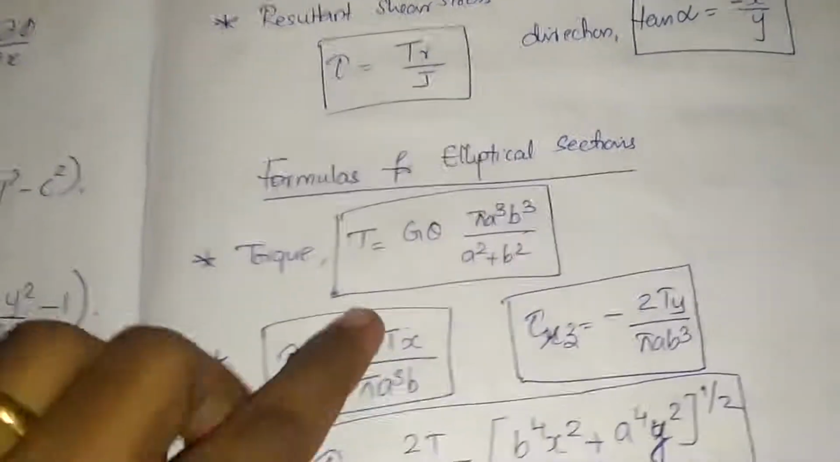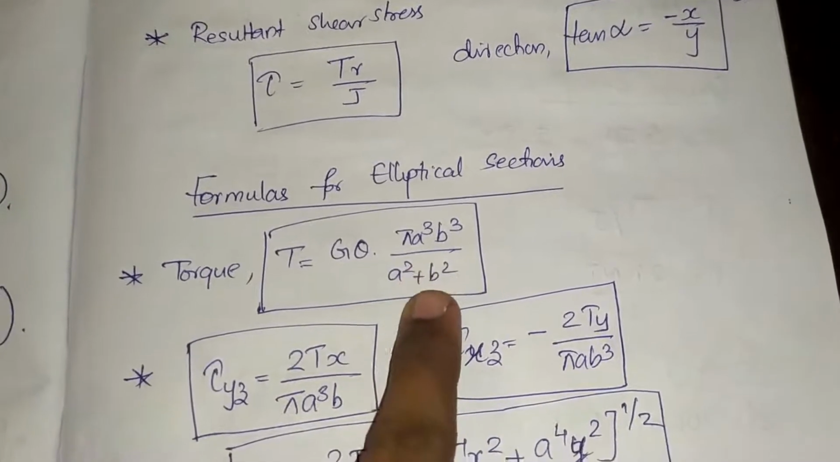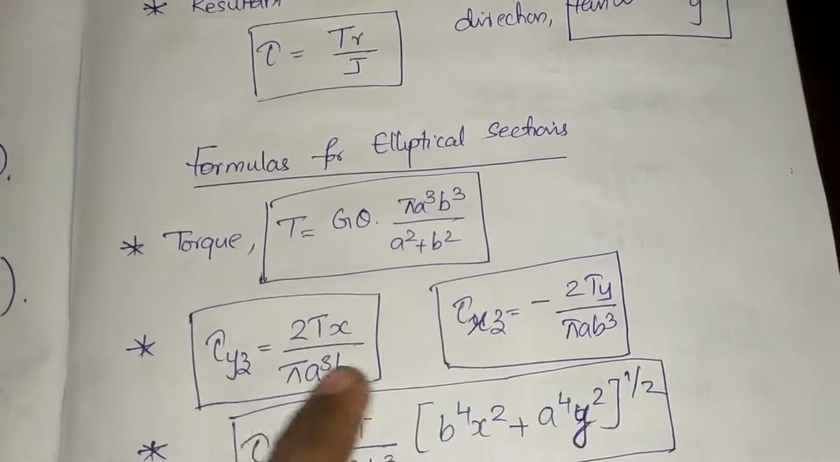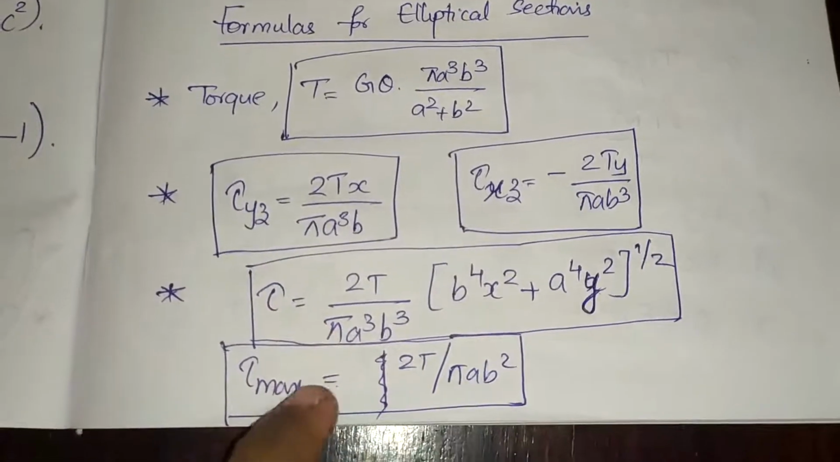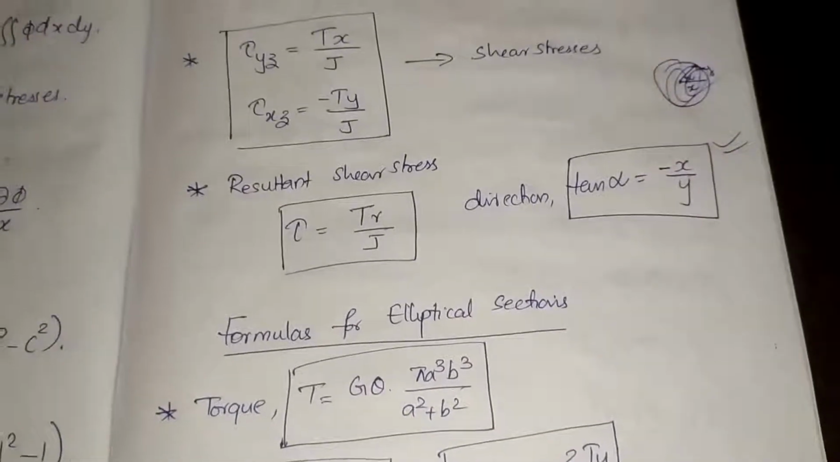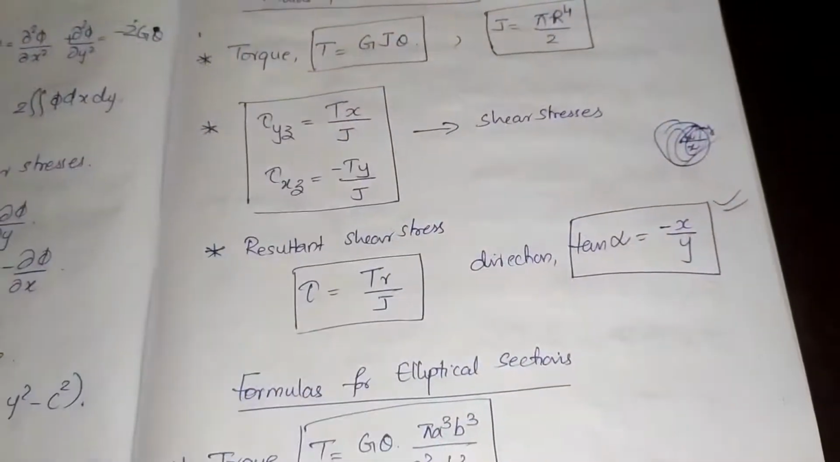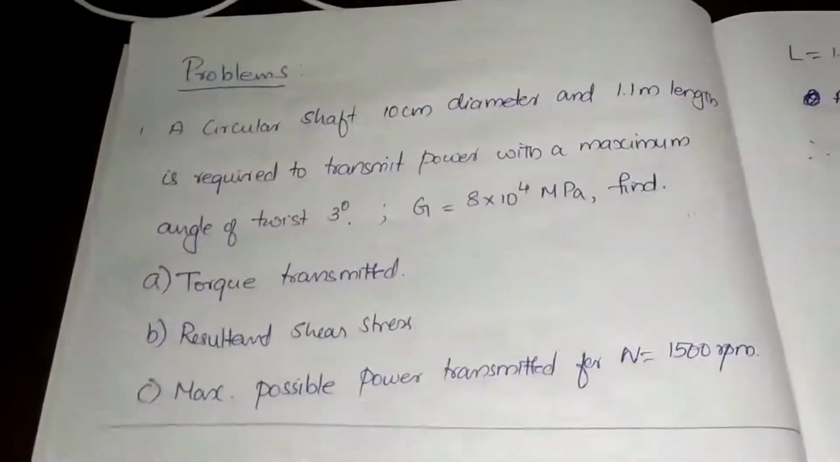So in case of an elliptical section, the torque is G theta by pi a cube b cube by a square plus b square. This we have derived. Tau yz, tau xz, resultant shear stress and maximum shear stress. These values are important for doing the problems. Now we'll do two problems regarding this.